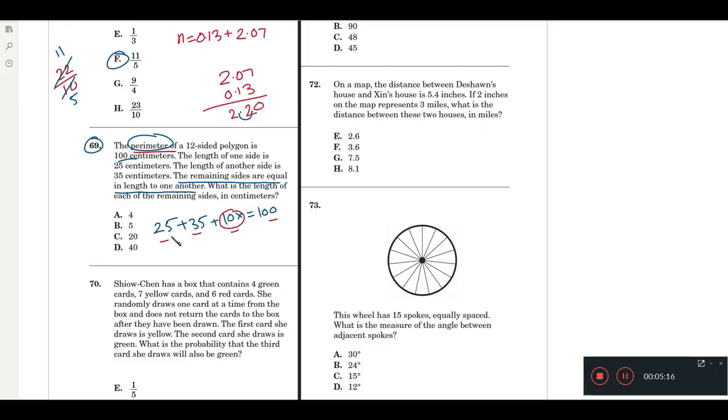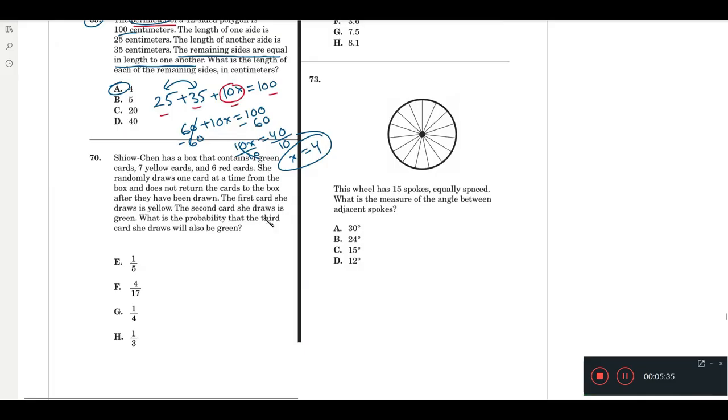What are you going to get? If you add these two, it will be 60 plus 10x equals 100. Then subtract 60. 10x equals 40. Divide by 10 and x equals 4. Very good. Any question about it so far? Dave, you understand?